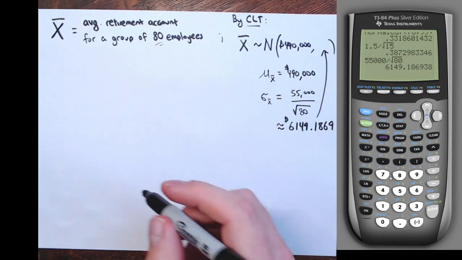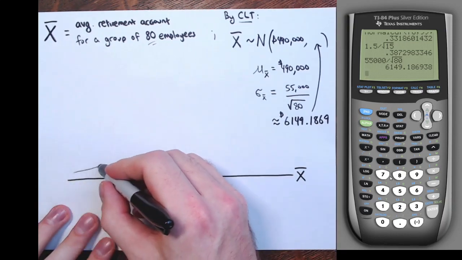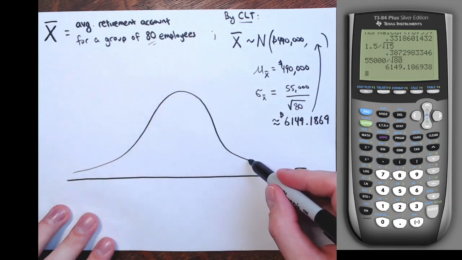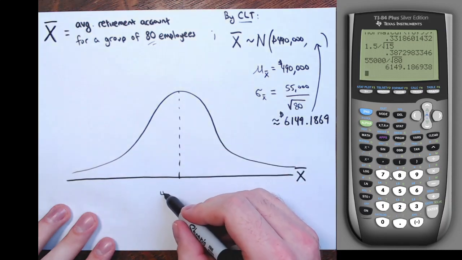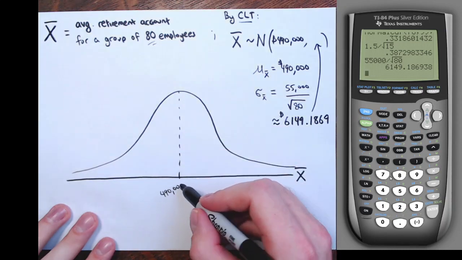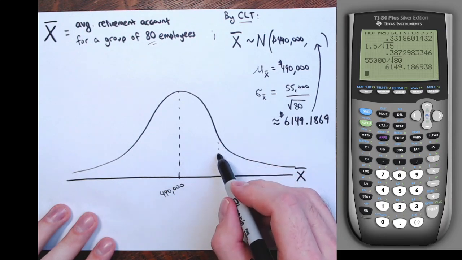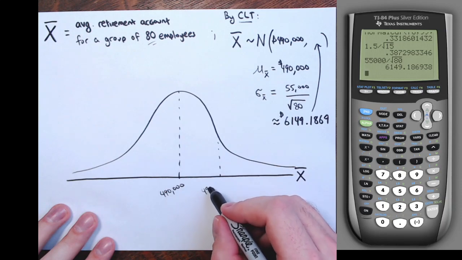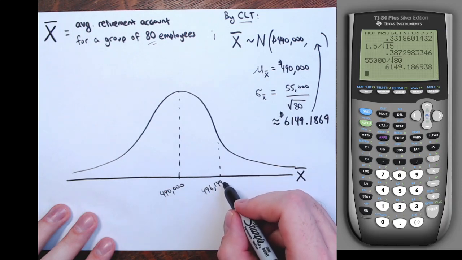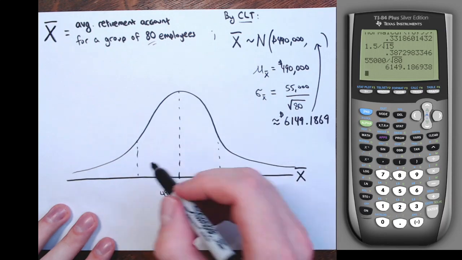I'll draw a little picture of this. Here are the different averages for groups of 80, normally distributed, so I have this symmetrical bell shape above it. In the middle here is 490,000, and this should be about 6,000 up, $496,149.19. And this is 6,000 less, and so on.